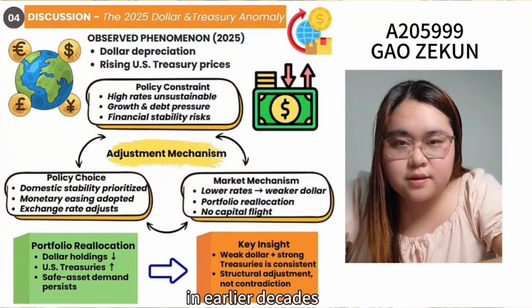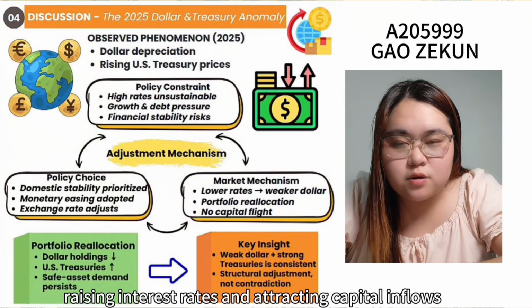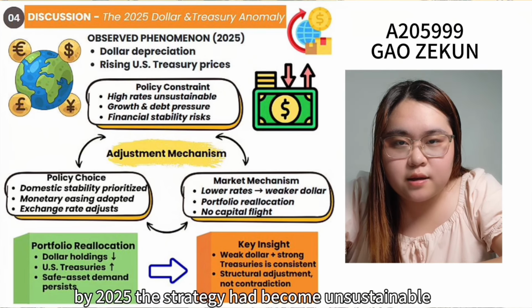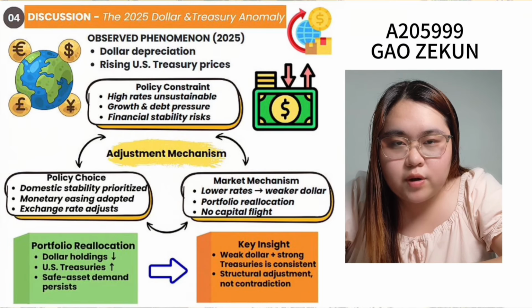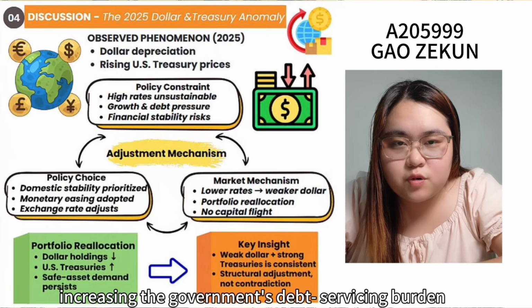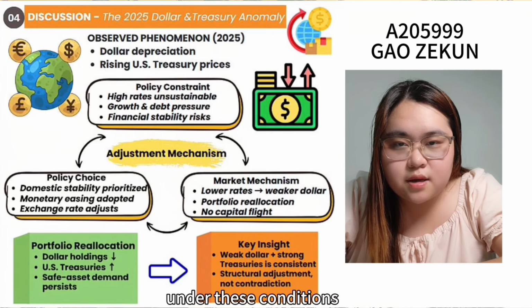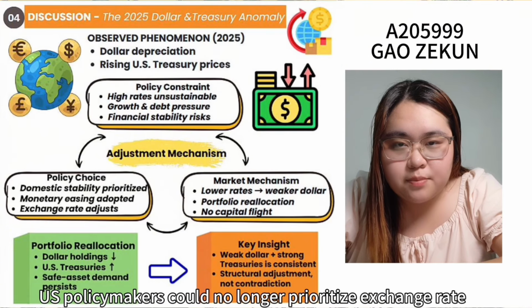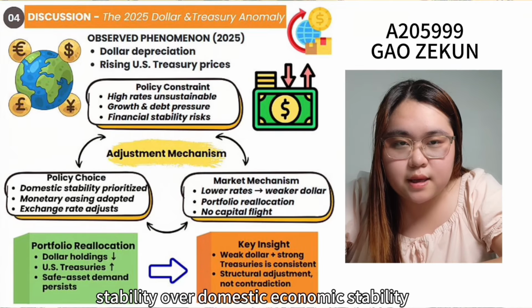In earlier decades, the United States could defend the dollar by raising interest rates and attracting capital inflows. By 2025, this strategy had become unsustainable. Prolonged high interest rates were placing pressure on economic growth, increasing the government's debt servicing burden, and raising financial stability concerns. Under these conditions, U.S. policymakers could no longer prioritize exchange rate stability over domestic economic stability.